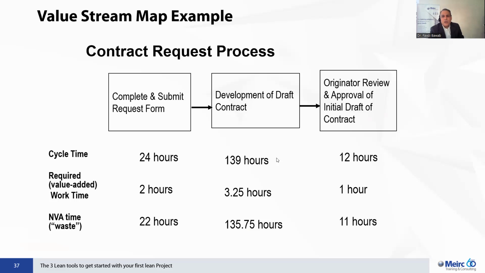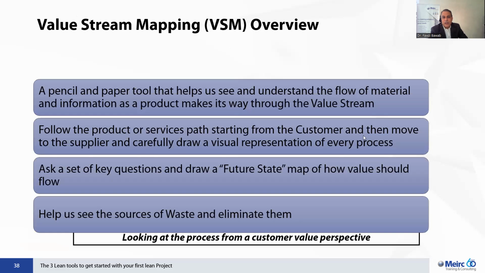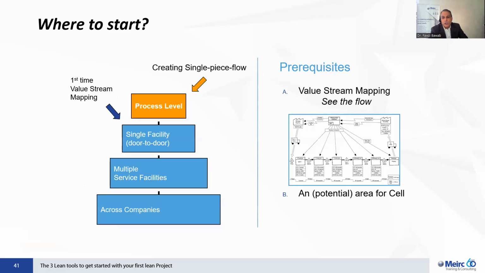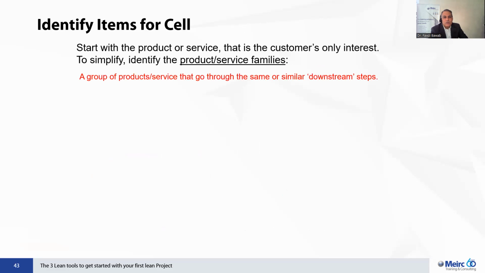So in this example, you can see a certain process, called the contract request process, that we're examining by going to the Gemba and trying to understand that the cycle time is 24 hours. There are 2 hours of value added time versus 22 hours of waste. So we're trying to get to the new one, and you can see now the improvement from 24 hours to 12 hours. And then who knows, maybe you can reduce the 12 hours to even less than that.